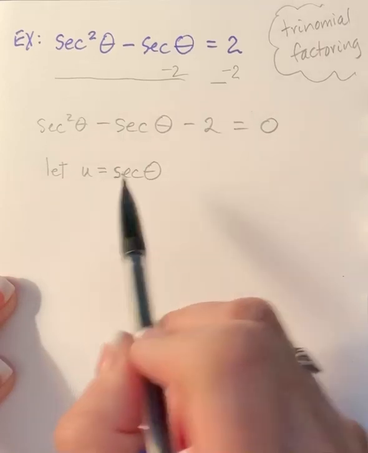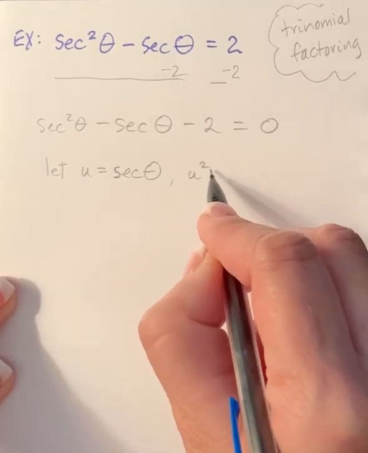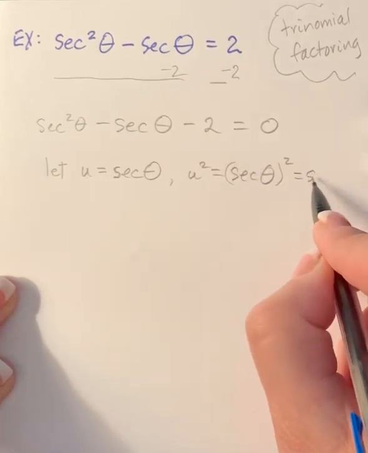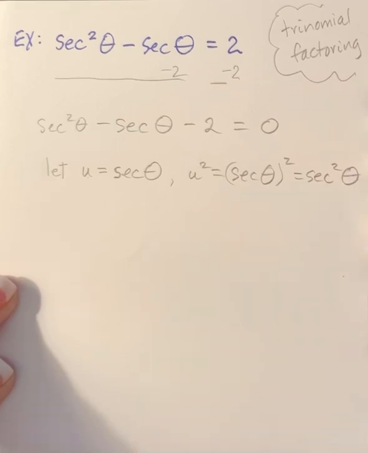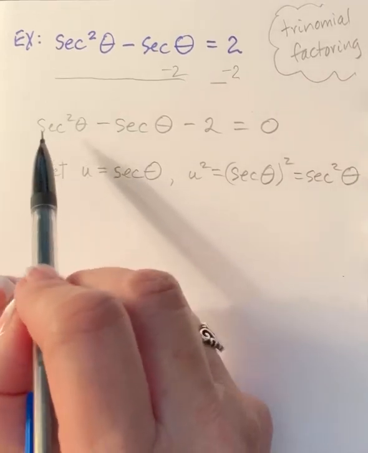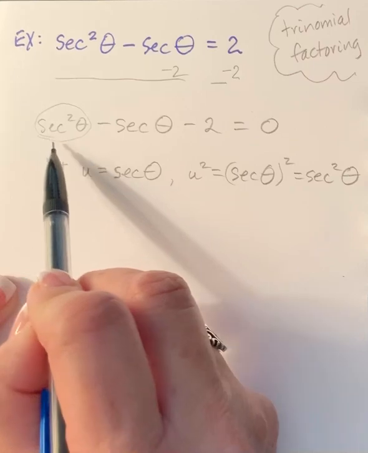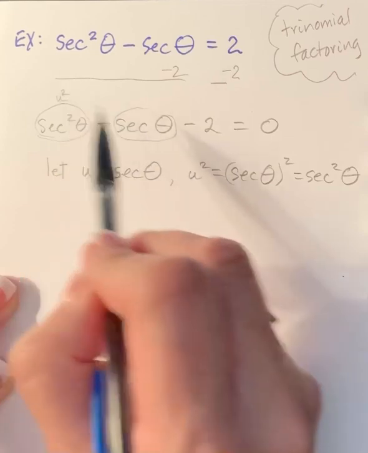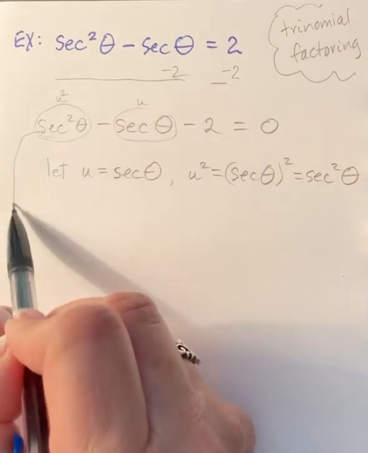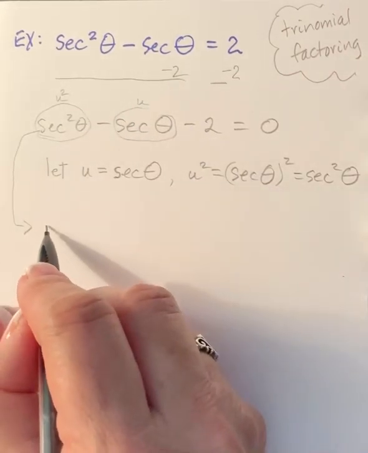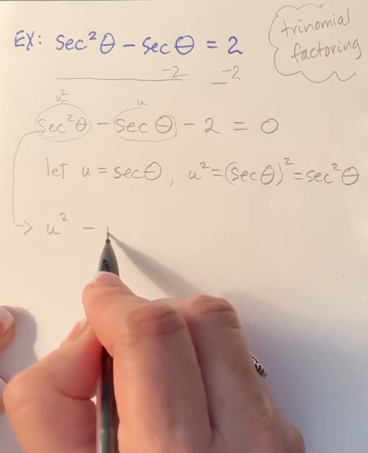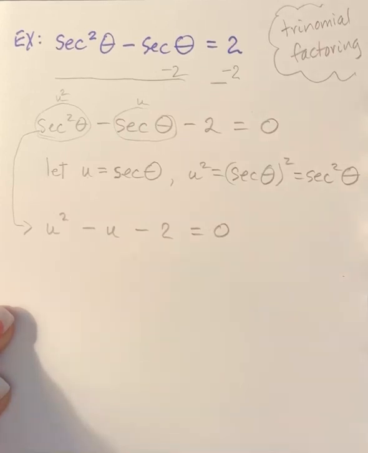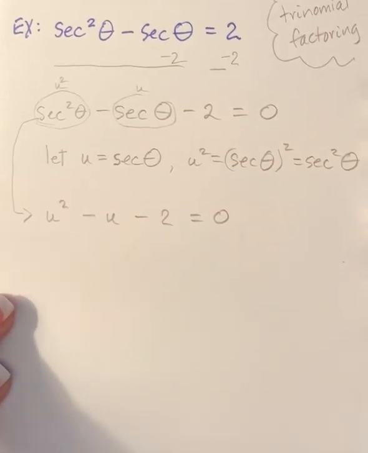Now, if u is the secant of theta, then we'll know that u squared is the secant of theta squared, which we know you can write without the parentheses, and put the 2 in that location. All right, so this equation up here where I have secant squared, that's going to be u squared. Where I have secant, that'll be u. So this equation will temporarily be looked at as u squared minus u minus 2 is equal to 0. Okay, that is a true quadratic equation, and we will go ahead and factor it.